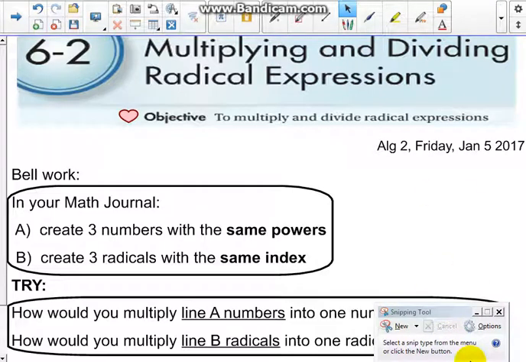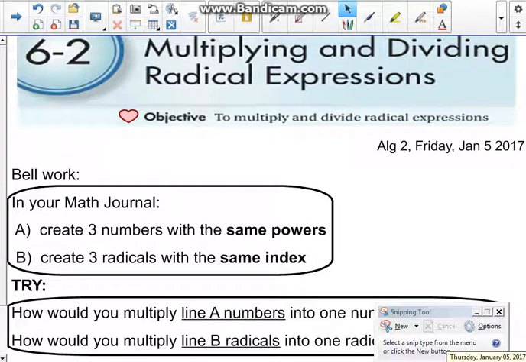Today we're moving on to section 2 in chapter 6. We're going to start out by multiplying and dividing radical expressions, and then after we gain that objective, we'll move on to adding and subtracting radical expressions.